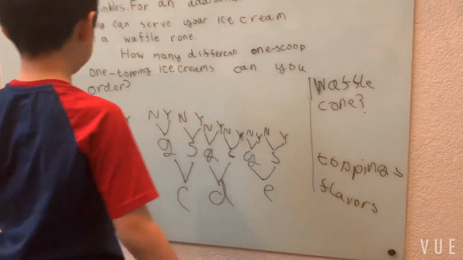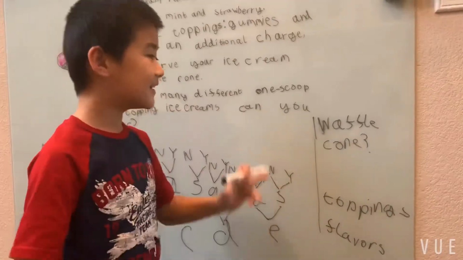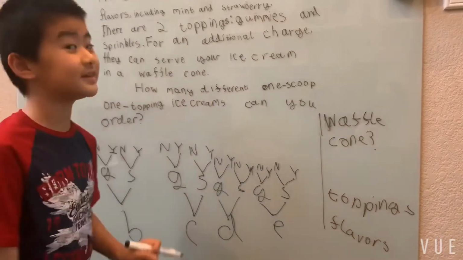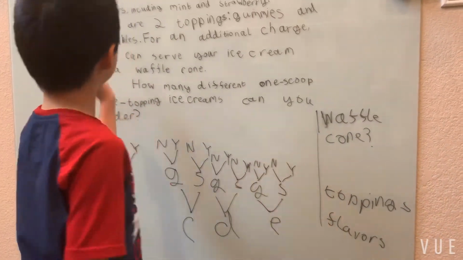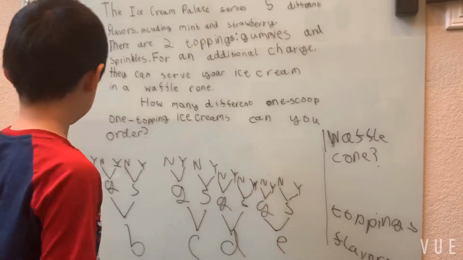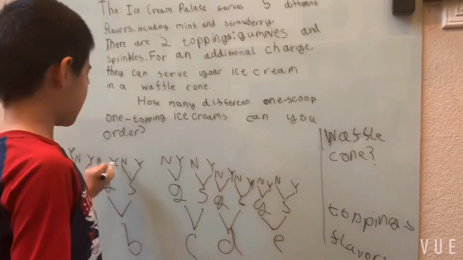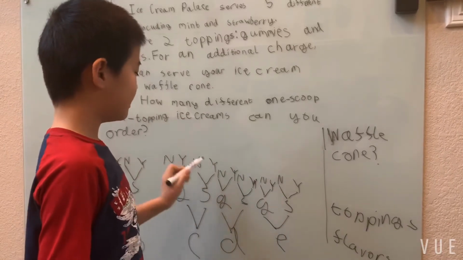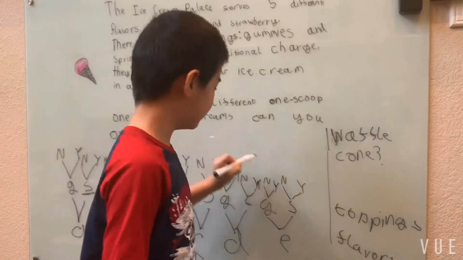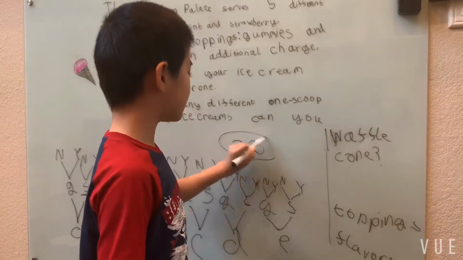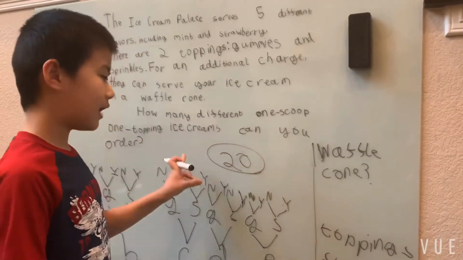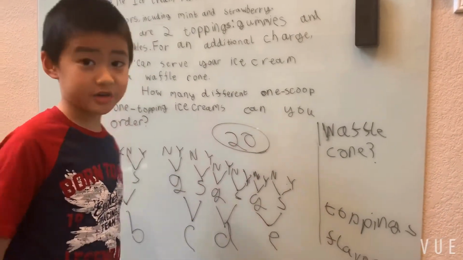So this is actually how many different combinations of one scoop, one topping ice creams you can order at the Ice Cream Palace. Let's count all these up. There isn't really a good way. So 2, 4, 6, 8, 10, 12, 14, 16, 18, finally 20 options total. So we've just figured out how we got 20 in our tree diagram.